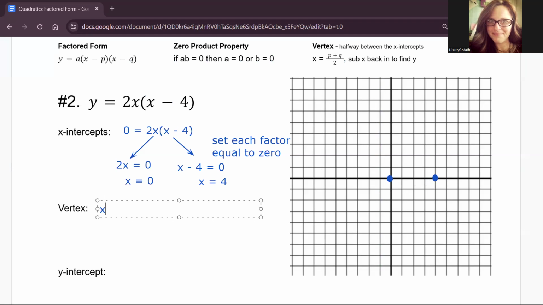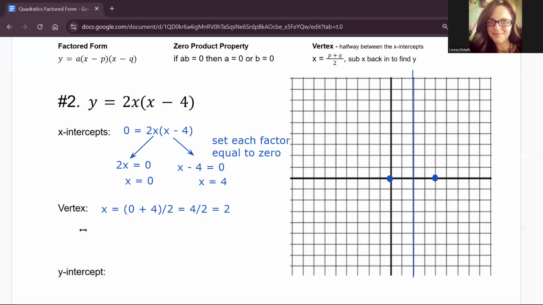And the vertex, the x-coordinate axis of symmetry, is halfway between the x-intercepts. So we'll add the x-intercepts, divide by 2. And we get 2 for the x coordinate of our vertex, also the axis of symmetry.